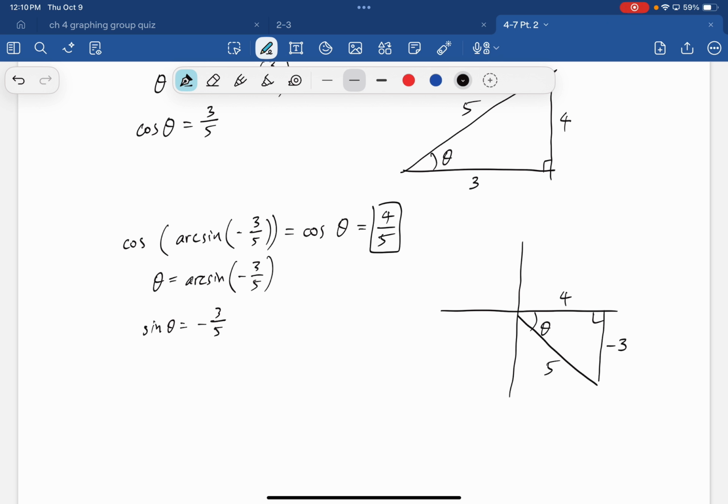Note that it's not equal to negative 4/5. If you had not listened to this lecture, then you might have thought that theta was in this quadrant. But that would have given you a negative value of cosine, right? Which would have been wrong.